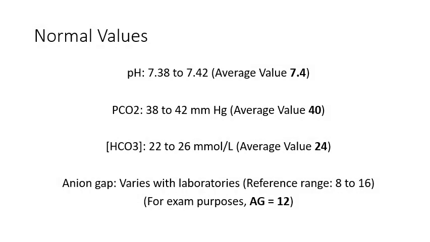Before jumping into solving questions, let us briefly review what we have learned in the previous video. There are four important normal values that you need to remember: pH, PCO2, bicarb and anion gap. pH is 7.38 to 7.42, PCO2 is 38 to 42, bicarb is 22 to 26. Anion gap however varies with laboratories, but the reference range is taken as 8 to 16. For the purposes of calculation, we use the average values: pH of 7.4, PCO2 of 40, bicarb of 24 and anion gap of 12.